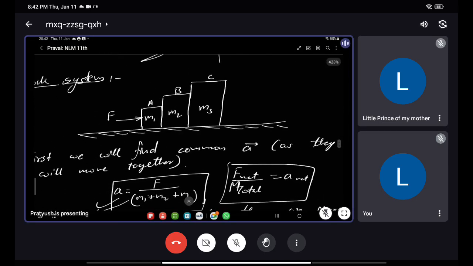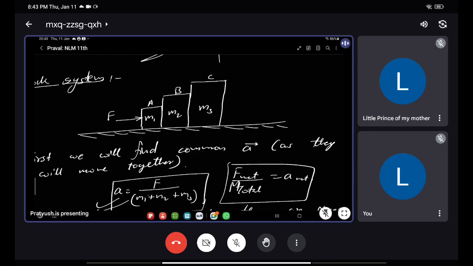So first of all, what is the first step? First, we will find the common acceleration, because all the three blocks, M1, M2 and M3, will move together. Common acceleration A will be given by total force divided by total mass. This will give us acceleration.